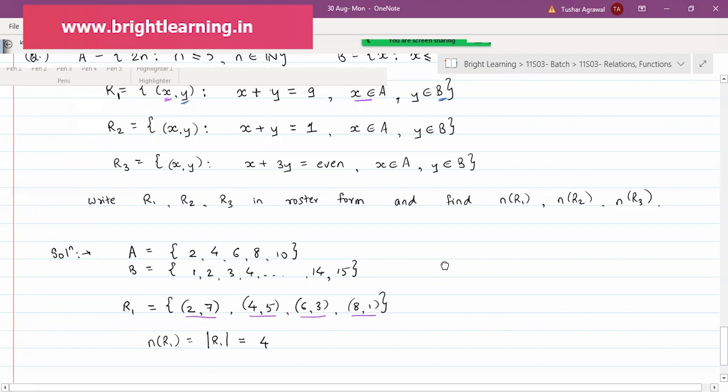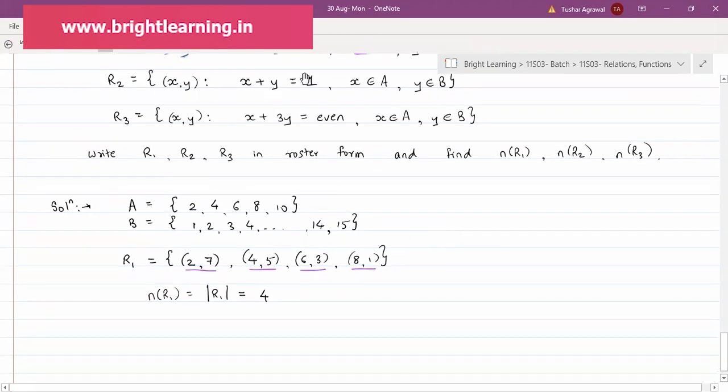Second, R2: x plus y is equal to 1. Observe that R2 is an empty set. No element I can find. A is also a set of natural numbers, B is also a subset of natural numbers, and the addition of two natural numbers equal to 1 is not possible. So can you see that R2 is equal to an empty set? And cardinality of R2 will be 0.